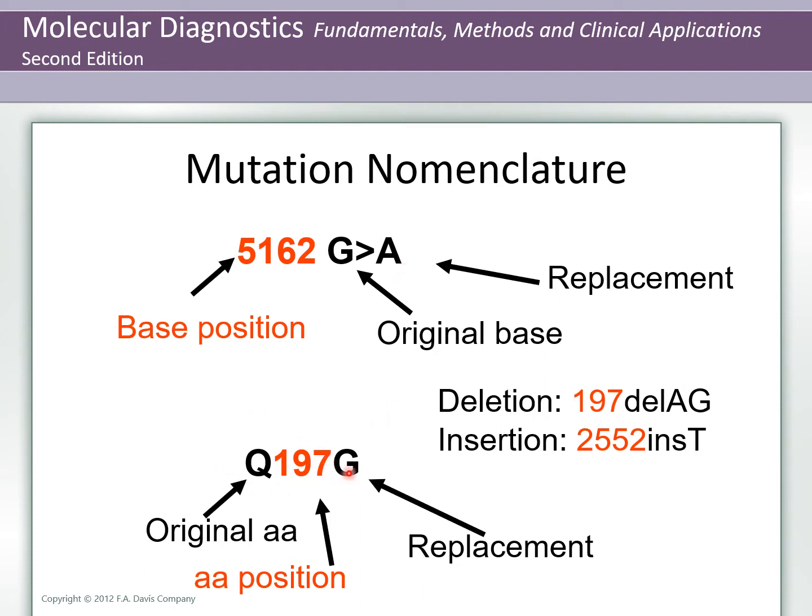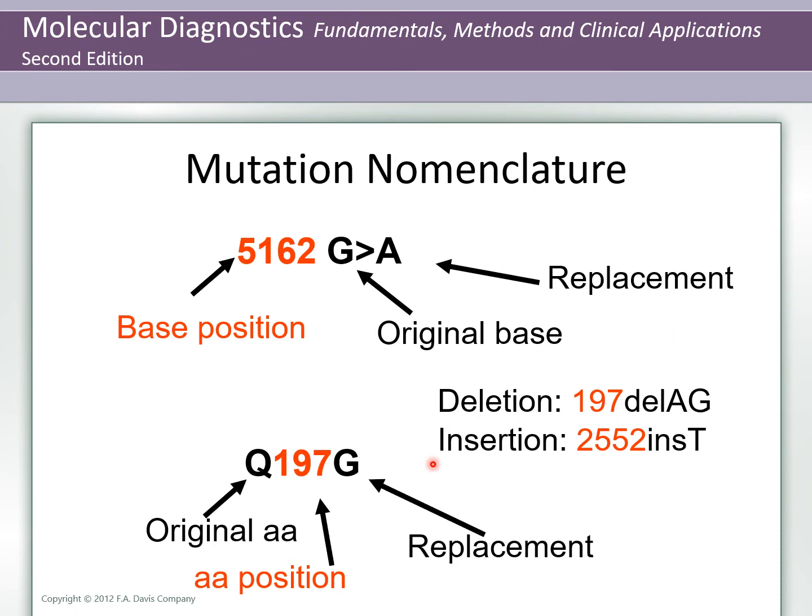The bottom example shows an amino acid with Q being the one-letter abbreviation for the original amino acid. The abbreviation Q is actually that for the amino acid glutamine, in which the possible codon could be CAA or CAG. The amino acid position is 197, and it's being replaced with G, which is glycine, as a result of the mutation.